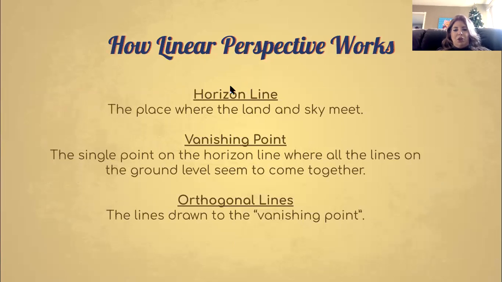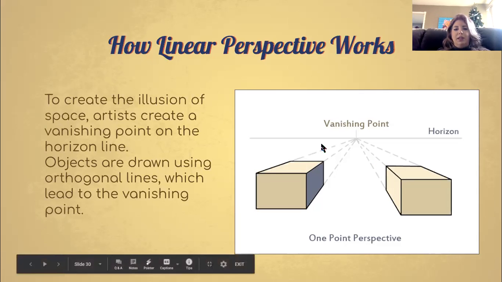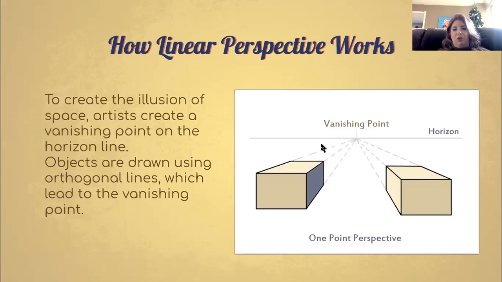Okay, so again, here are some terms: the horizon line, vanishing point, and orthogonal lines. They're there to be defined for you. All right. Now, how many of you did a drawing like that in elementary school of train tracks? Does anyone remember that drawing? I think we all did it at some point.